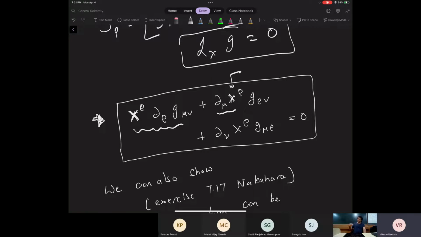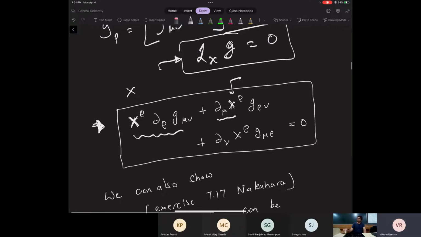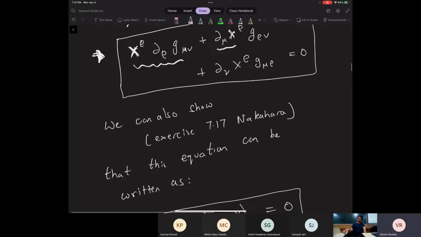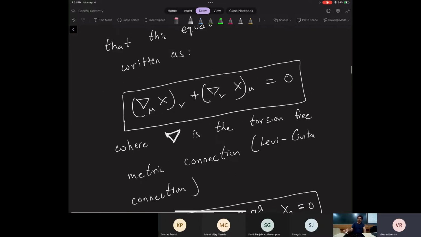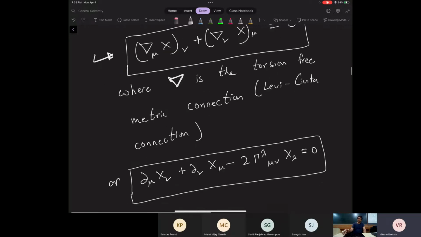In order for the Lie derivative of g to be 0 under this transformation by X, the components of X must satisfy this equation. You can also show that the same equation can be written in terms of the metric compatible connection, or the affine connection nabla, in this form. I'll leave this as a homework exercise. It's exercise 7.17 in Nakahara. This is a very important exercise, so please do it. I'll probably put it in the assignment as well.